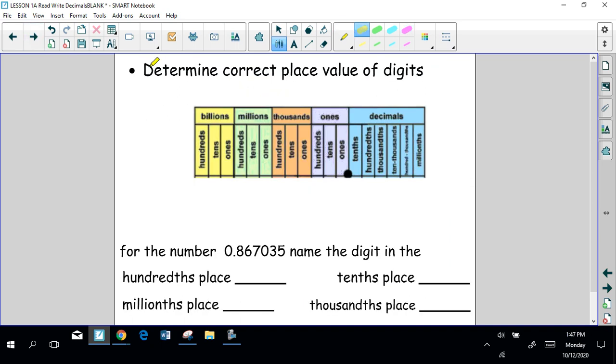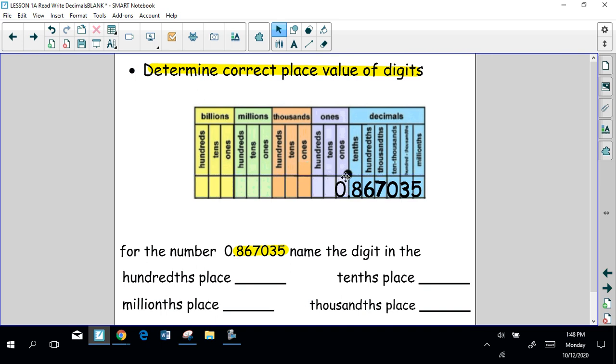So we're going to determine the correct place value of digits. And below we have a decimal number, 0.867035. We are going to determine which digit is in which place value. So the first thing we're going to do is copy our decimal into the place value chart, lining up the decimal with the decimal in the place value chart. The decimals are lined up. Which number is in the hundredths place? Remember, 100 has 2 zeros, it's two places past, so that would be a 6. What about the tenths place? 10 has 1 zero, one place past, that would be the 8.